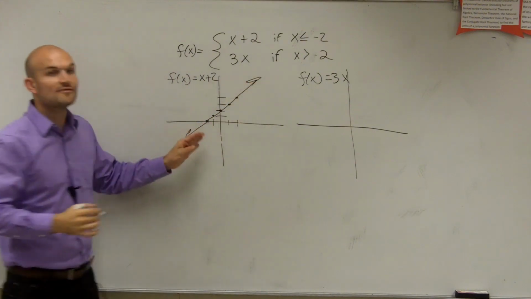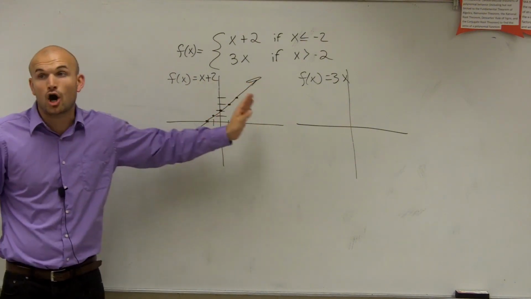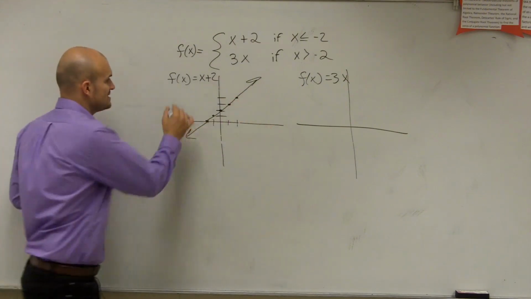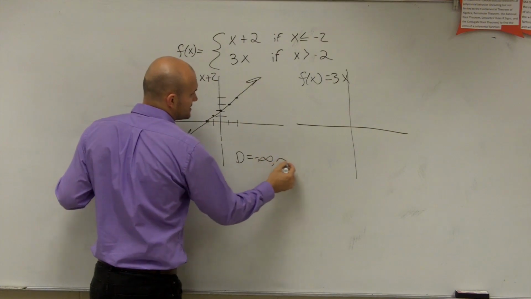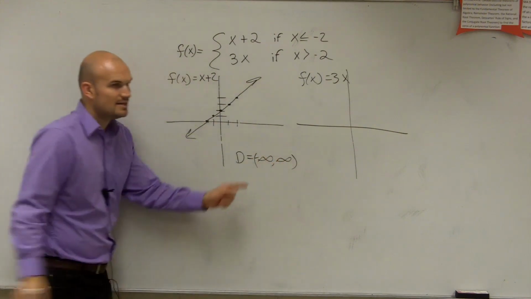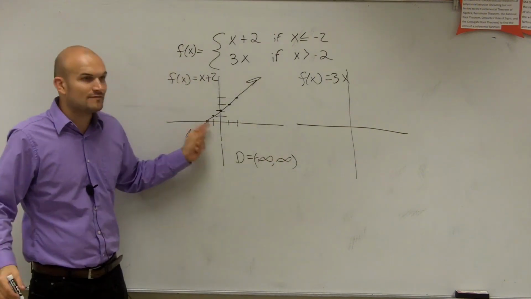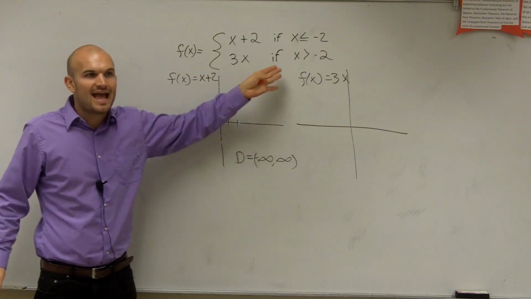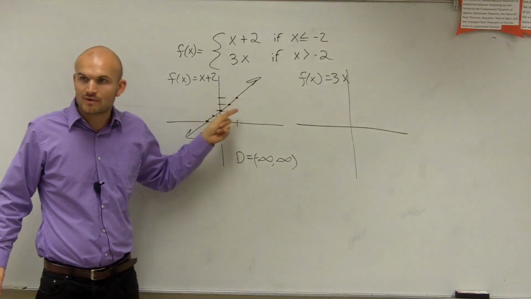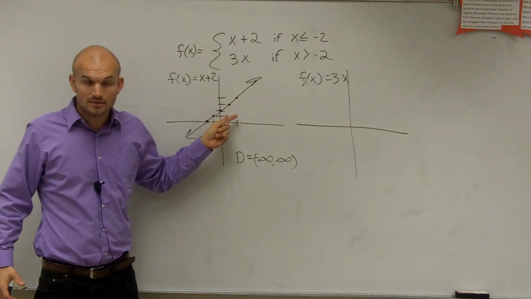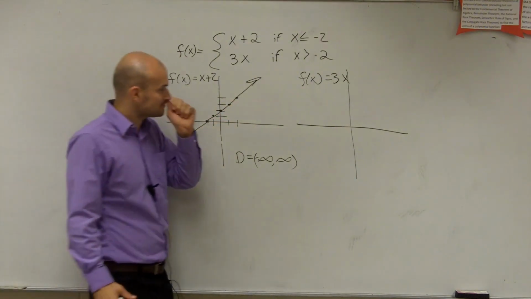So that's the graph for when the domain is for all x values. We say the domain for this, ladies and gentlemen, is from negative infinity to infinity, meaning this graph covers every single x value. Every possible x value has a value on this graph, correct? OK, I'm going to get back to that in a second.